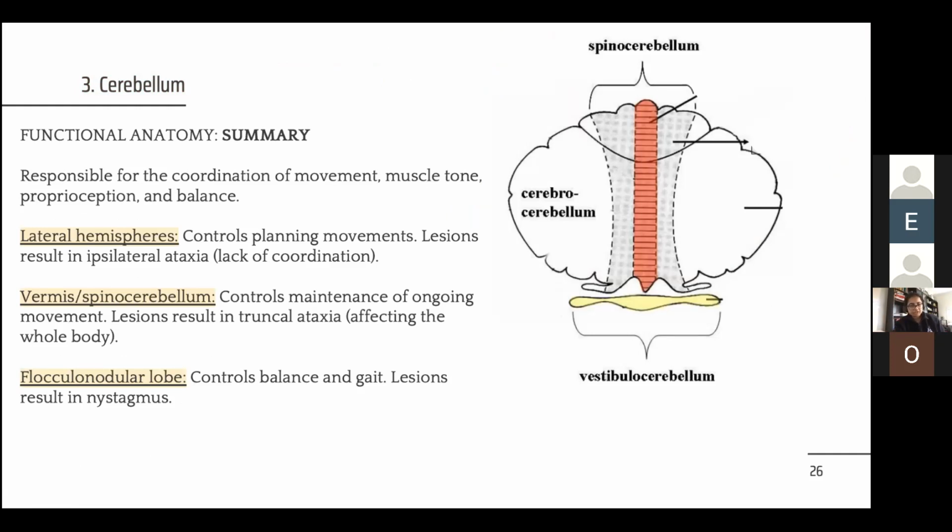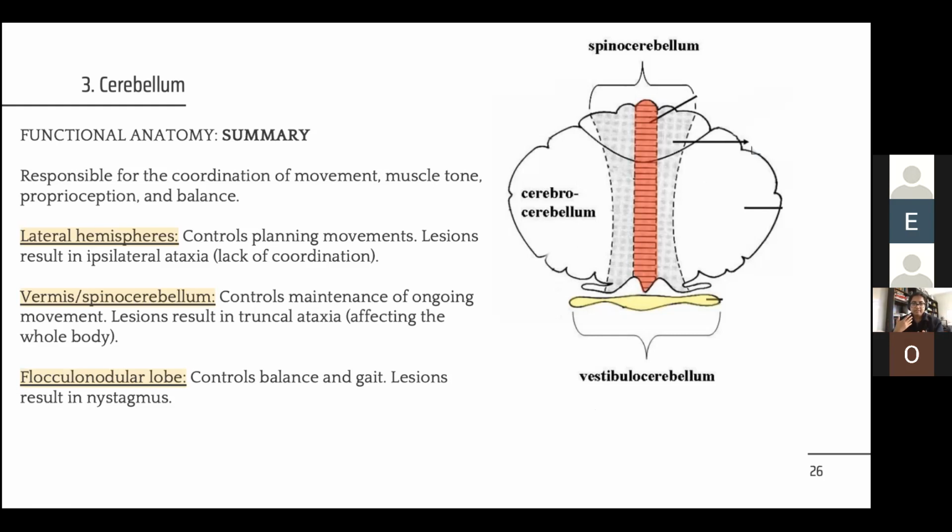So functional anatomy is a little bit different. Functional anatomy is separated into the lateral hemispheres, the vermis or the spinocerebellum, which mean the same thing, as well as your flocculonodular lobe, which is sometimes also called the vestibular cerebellum. So the lateral hemisphere is where your cerebellum plans movements, right?